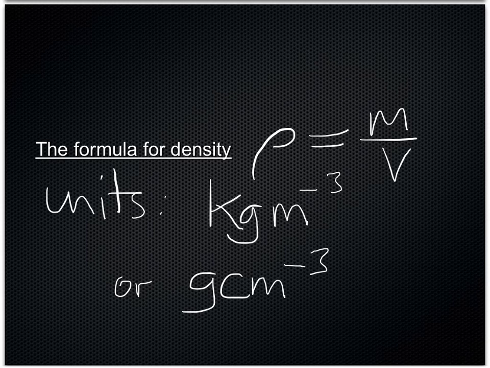So these are the alternative units for density. To go from one to the other, you need to multiply or divide by 1,000. To go from grams per cubic centimeter to kilograms per cubic meter, you have to multiply by 1,000.